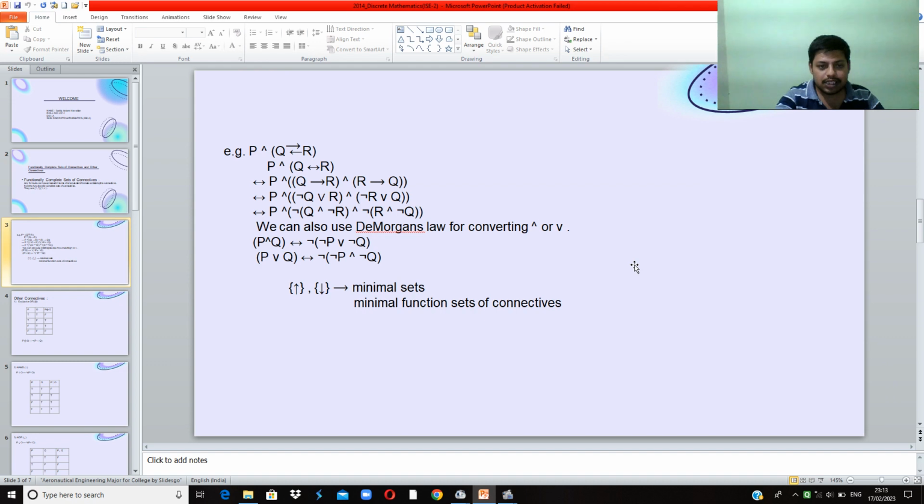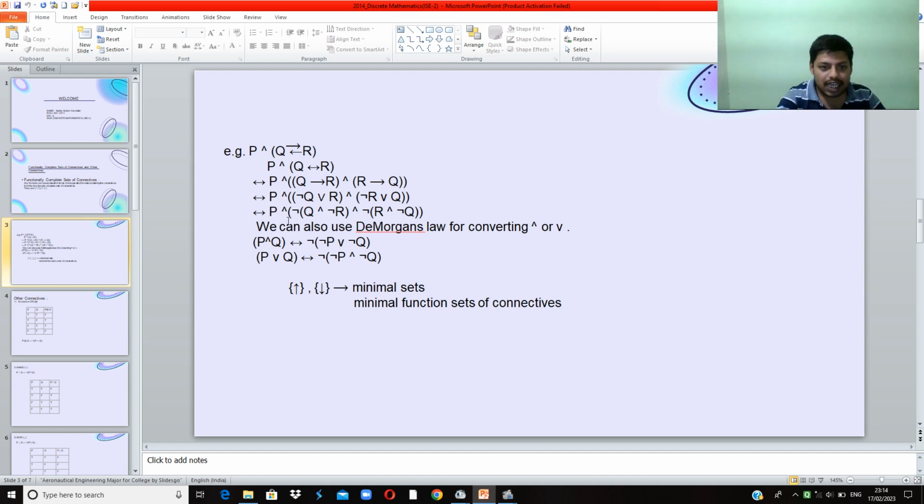The example is P and, with bracket, Q biconditional with R. The biconditional can be expressed in terms of conditionals, that is Q conditional with R, and R conditional with Q. This can be expressed again using not: not of Q or R, and not of R or Q.